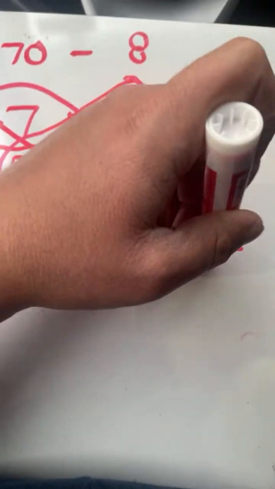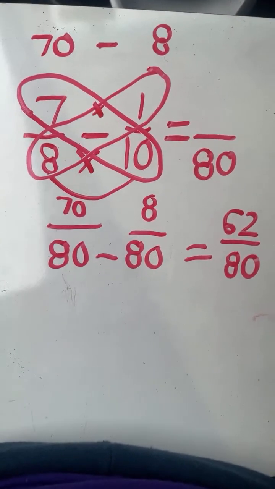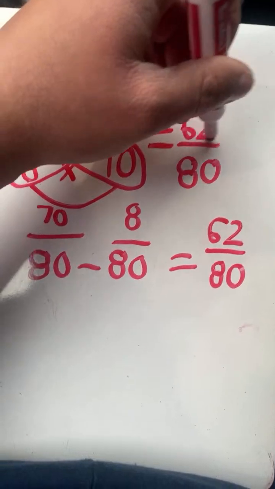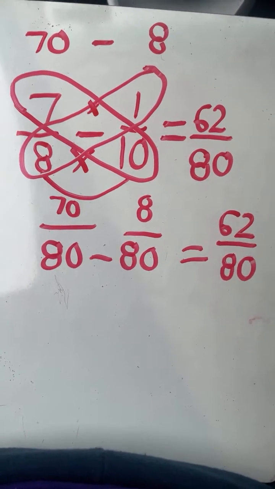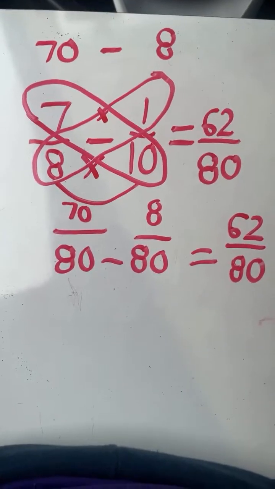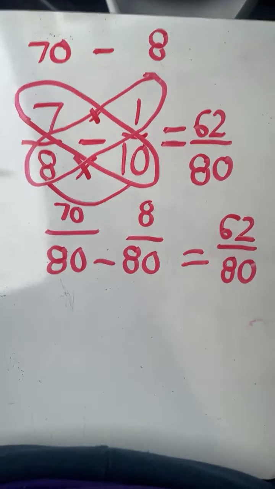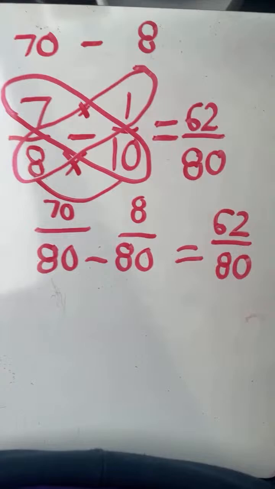Now that we have a common denominator, that will stay the same. And we have our final answer: 7/8 minus 1/10 equals 62/80. Again, this fraction can be reduced to lowest terms. So we have an answer here, but we do not have the final answer because this could be simplified.